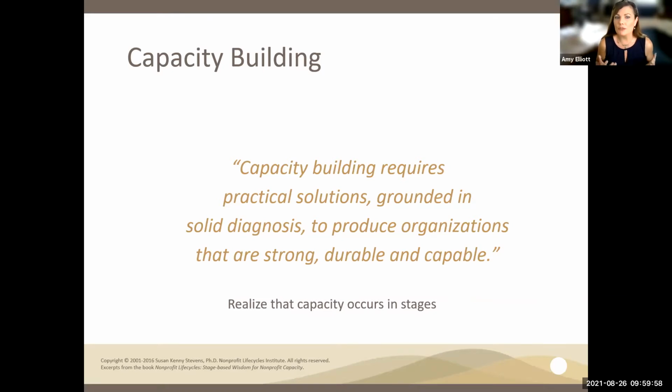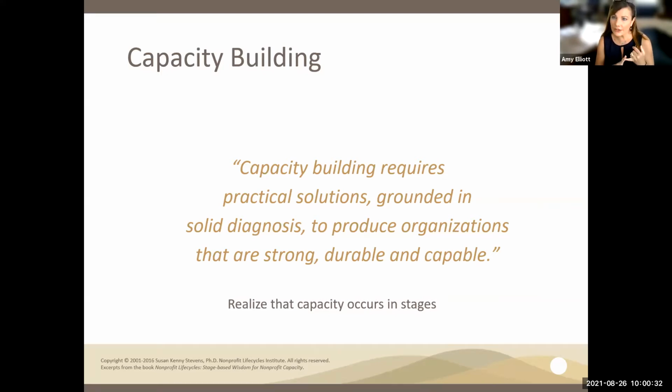Capacity building requires practical solutions grounded in solid diagnosis to produce organizations that are strong, durable, and capable. This one, I would like to put in front of every funder and every board member ever. This quote, right? This is why we need to build capacity. But also in front of consultants, because of this practical solution.